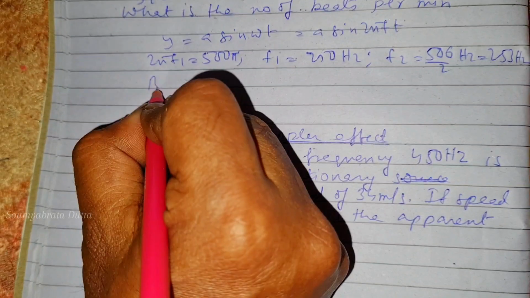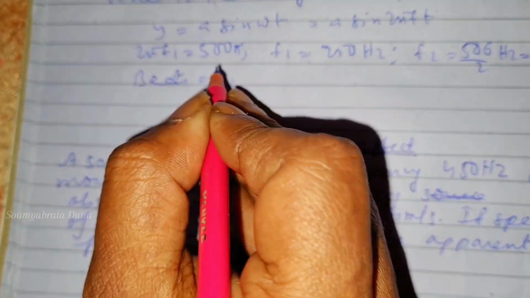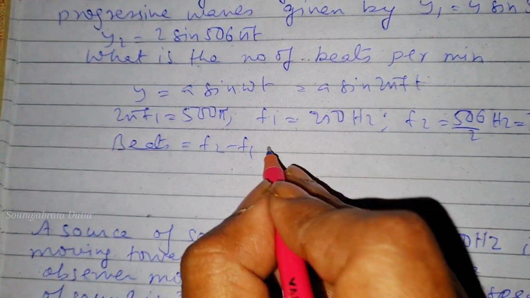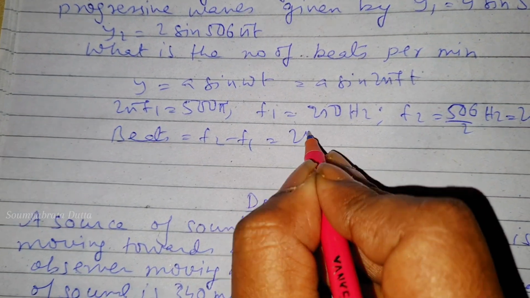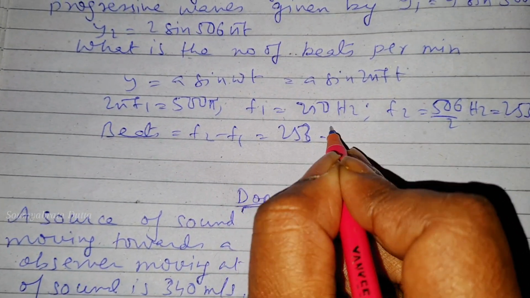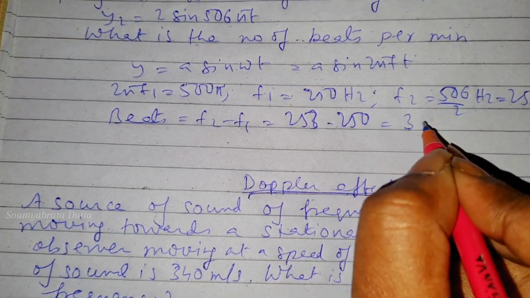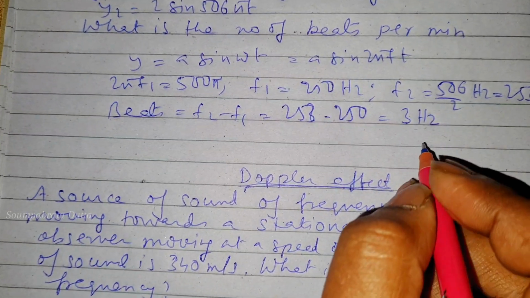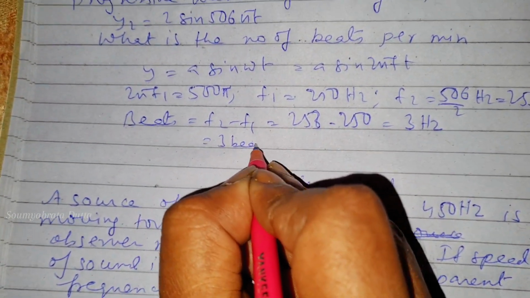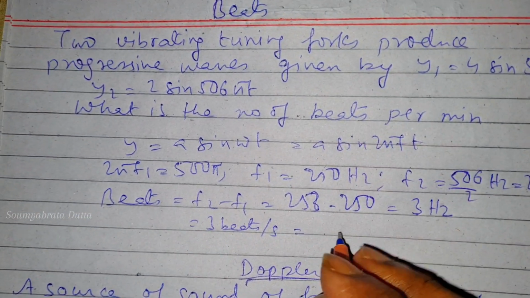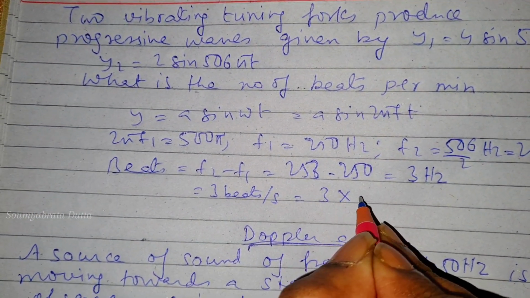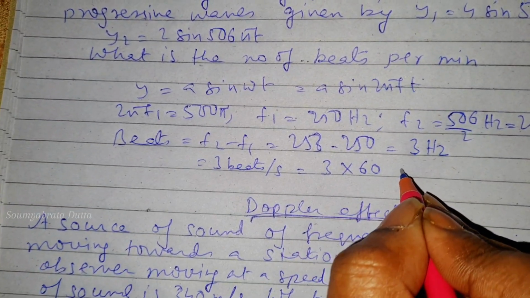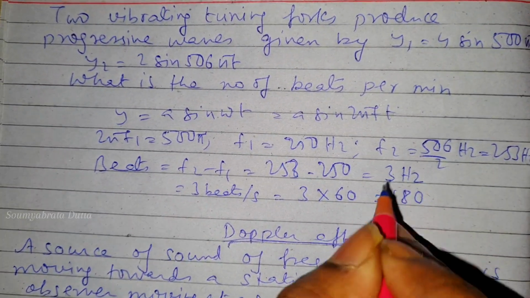So now beats equals f2 minus f1. So that is equal to 253 minus 250, that is equal to 3 hertz. That is 3 beats per second. But in the question they have asked how many beats per minute. So 3 into 60, so it will be 180. Is that okay?